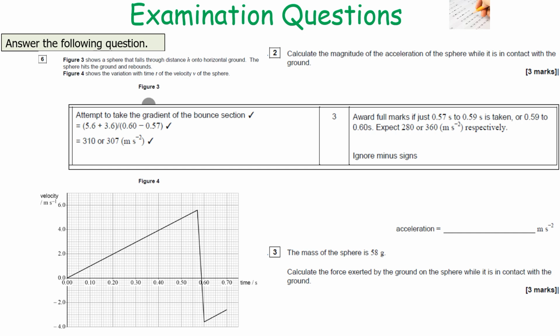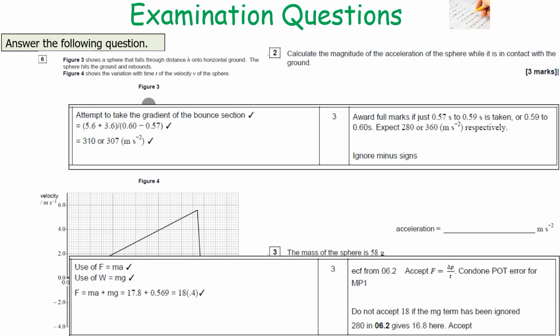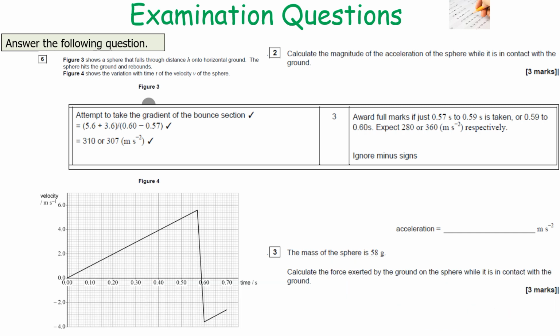It then says the mass of the sphere is 58 grams. Calculate the force exerted by the ground on the sphere whilst it's in contact with the ground. Now we do know that F is equal to ma, so we've got our value of a from the previous question. We know our value of mass, which is 58 grams, which we convert to kilograms, so we can work it through. We can also say that weight is equal to mass times gravity, and we know the value of the mass again, we know the value of gravity, and we can add the two together. Now remember, why do we have to add both of them together?